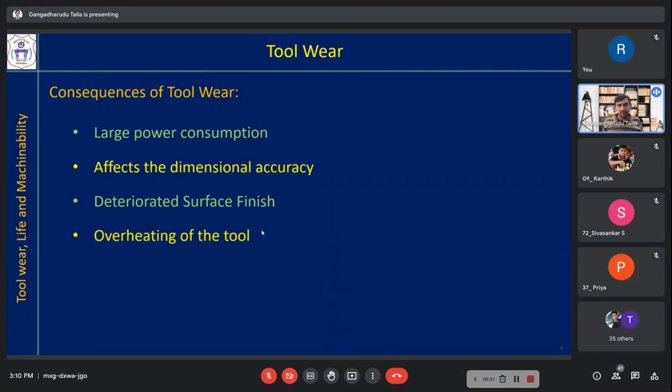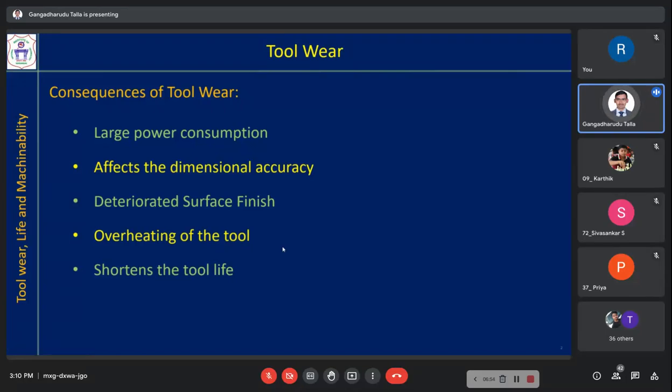And overheating of the tool. This is also obvious because the tool is blunt. You are giving more energy to remove the material, so there is more interaction force between the workpiece and tool, which will obviously result in an increase in temperature.